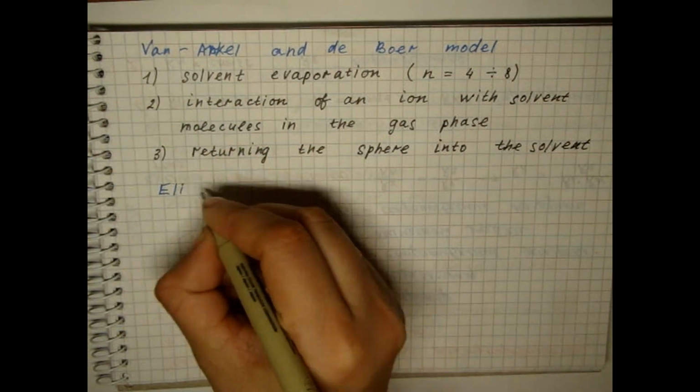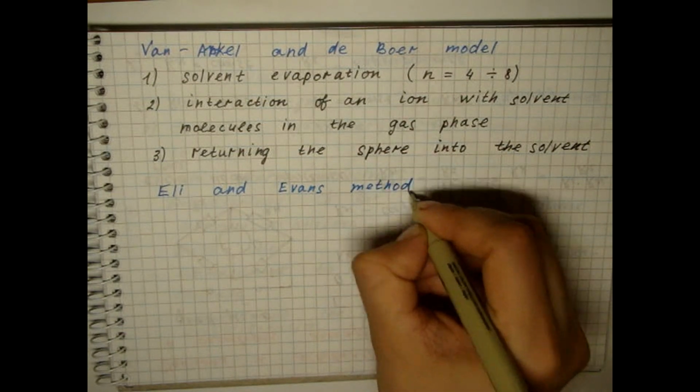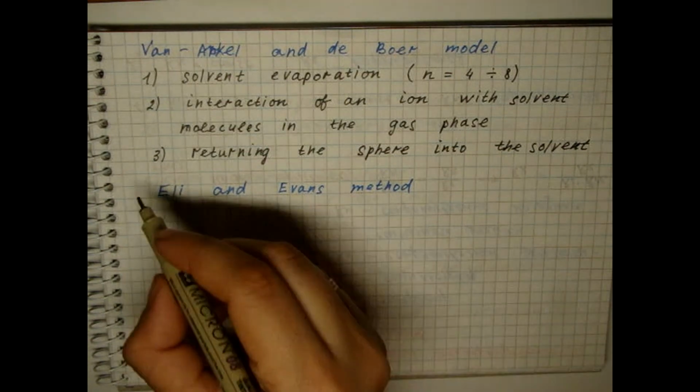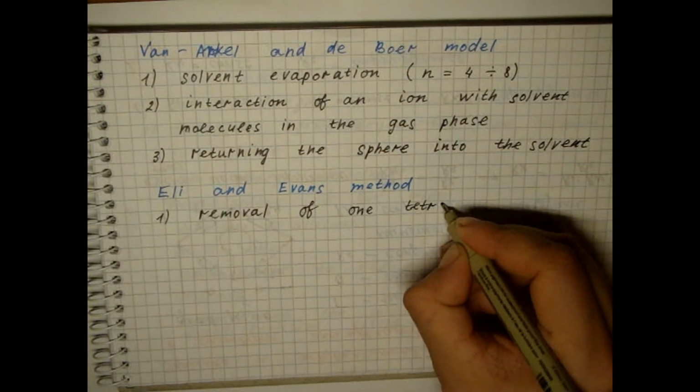A similar cycle was also considered in the Eley and Evans model, which took into account the tetrahedral structure of water and aqueous solutions. According to their model, the cycle includes the following steps: removal from water of one tetrahedron consisting of 5 water molecules.